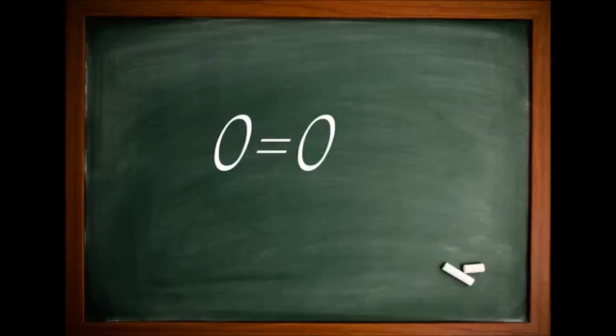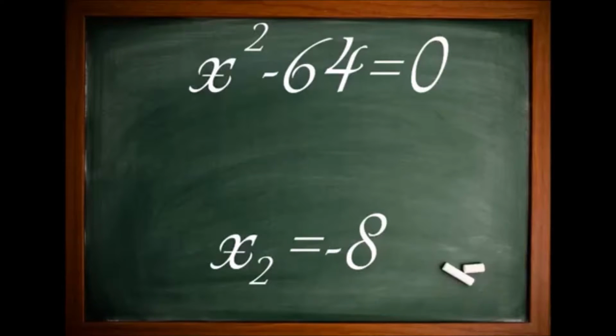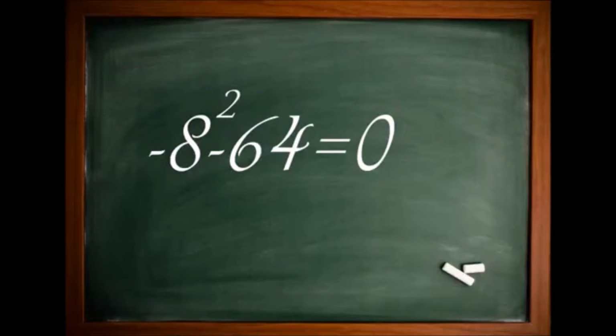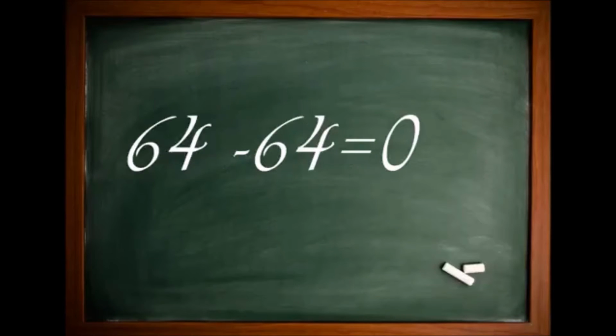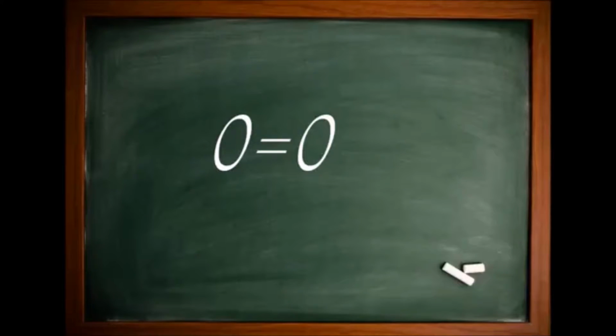If x sub 2 is equal to negative 8, we will just substitute negative 8 to every x in the original equation. It will become negative 8 squared minus 64 equals 0. Negative 8 squared is equal to positive 64, so 64 minus 64 is equal to 0. So the answer is 0 equals 0.